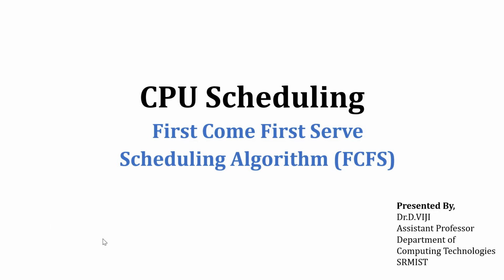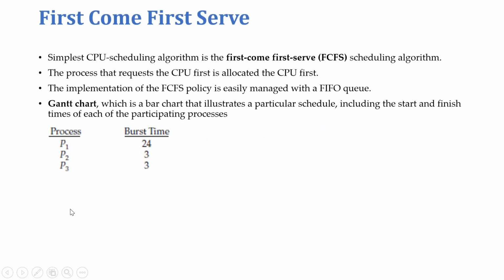First come first serve scheduling algorithm, the name itself explains it. Whoever comes first will get the service. So it is the simplest scheduling algorithm. Implementation-wise, there is no complexity. Simply we can implement it with the help of a queue.